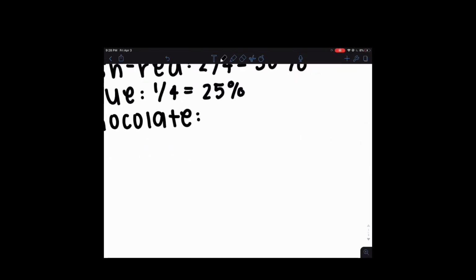And there will be 1 out of 4 chocolate babies because there is 1 out of 4 that has the 2 lowercase b's, which is also 25%.